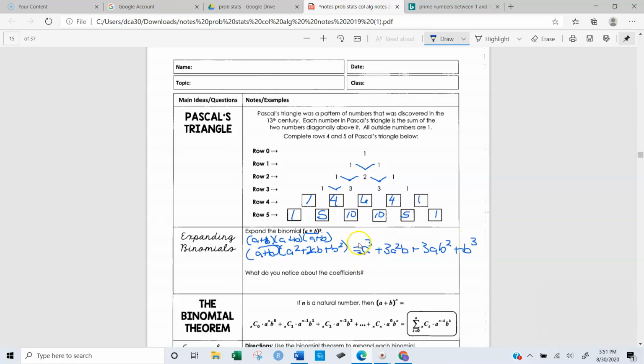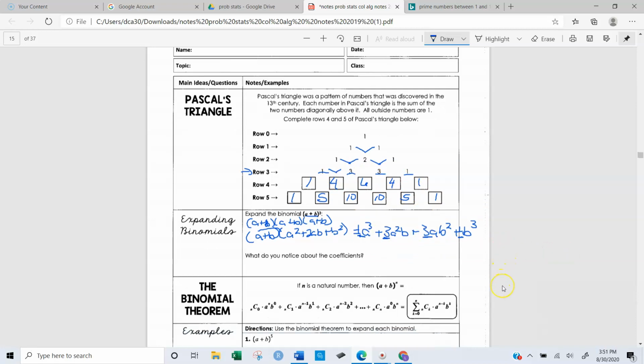The coefficients here are 1, 3, 3, and 1. And this is a cube. Well, if we go to our third row right here, we have 1, 3, 3, 1. They're the coefficients of cubing something out. All right, that is known as the binomial theorem.